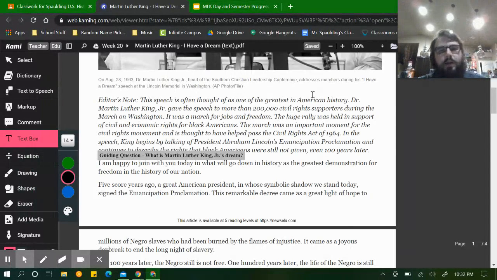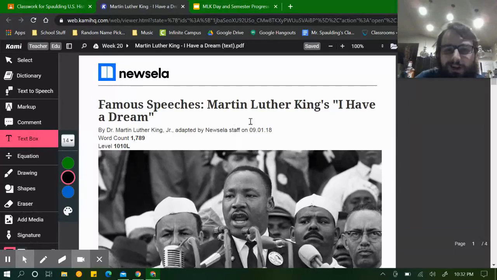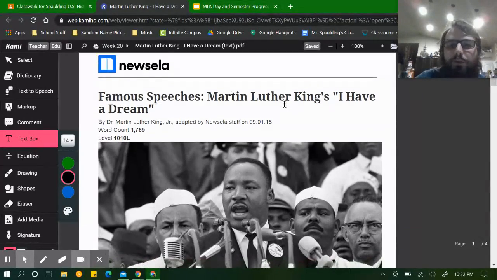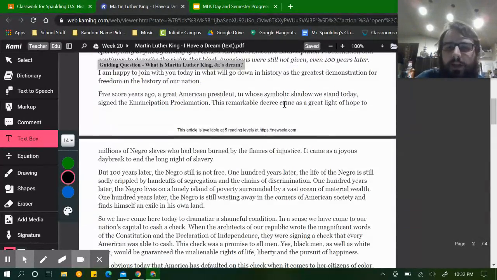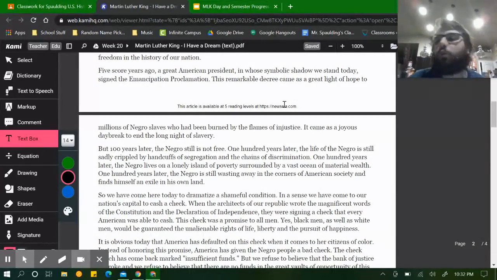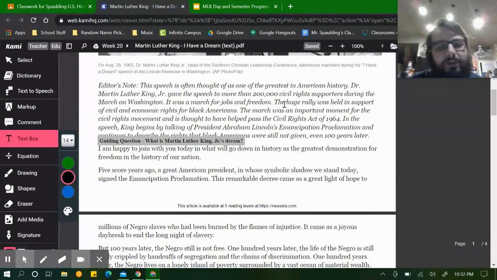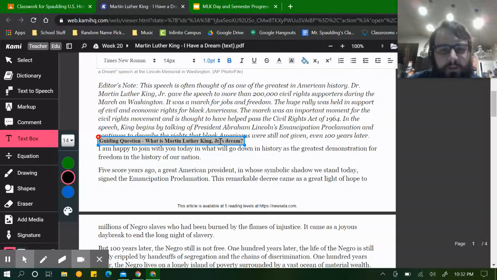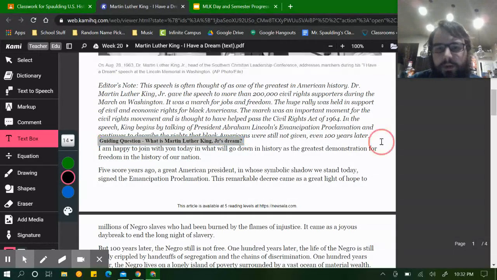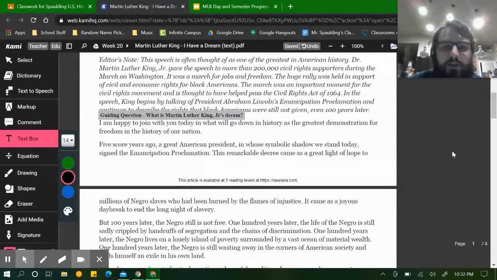Okay, this at the beginning you can read if you would like. You don't need to. But this is an article from Newsela. They've gone ahead and made the reading level a little more appropriate for 8th graders. Okay, so your guiding question once again is, what is Martin Luther King Jr.'s dream? As you're reading, be underlining or highlighting information that helps answer that question.